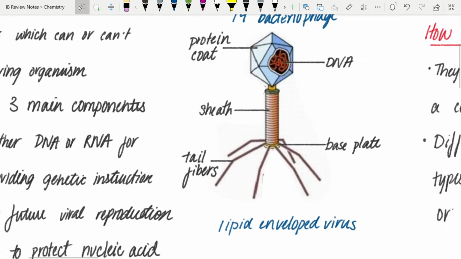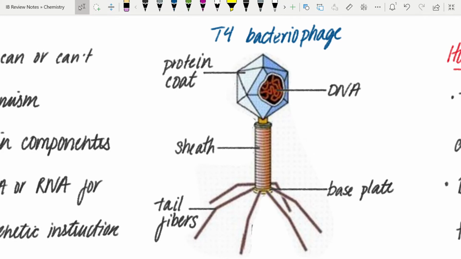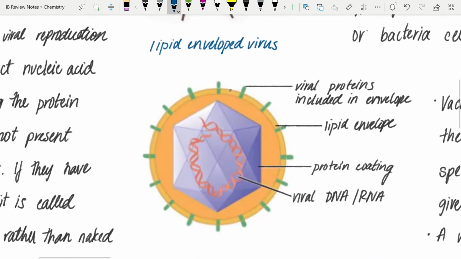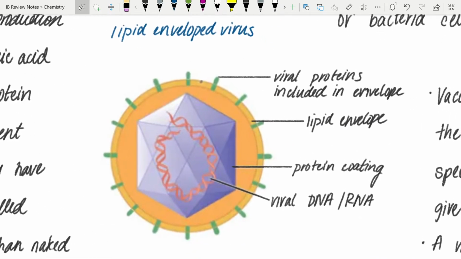This is a picture of a T4 bacteriophage. The red lines are the DNA, you have the protein coat, you have the sheath, you have tail fibers, and you have a base plate. This is without the lipid coating. If you see a lipid envelope virus, you have viral proteins included in the lipid envelope, the protein coating, and either the viral DNA or RNA.